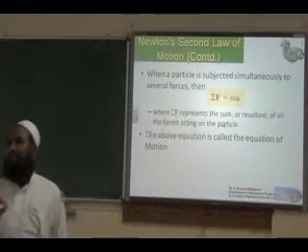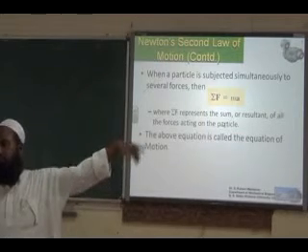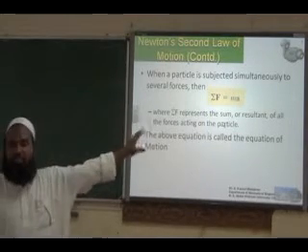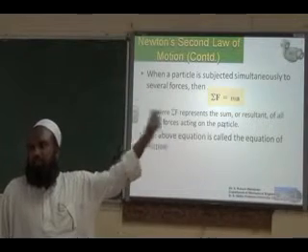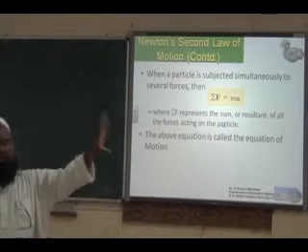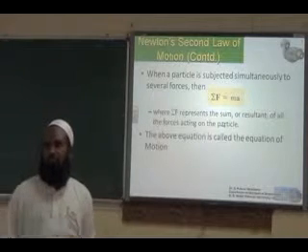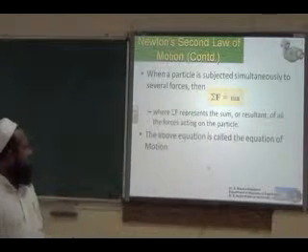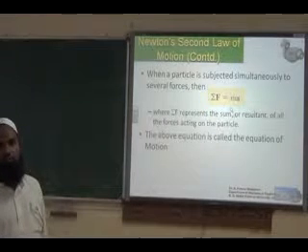So the basic equation of motion is F equals ma. There may be some addition or deletion in this equation, but the basic equation is F equals ma. Sigma F, the summation of all the forces acting on the system, equals ma. So this equation is called the equation of motion.